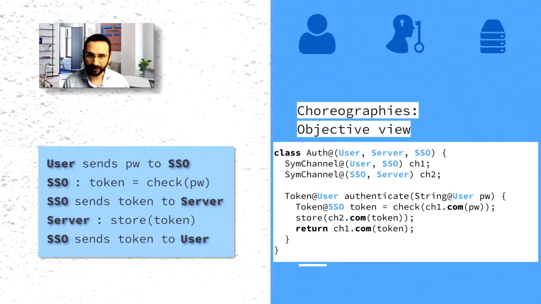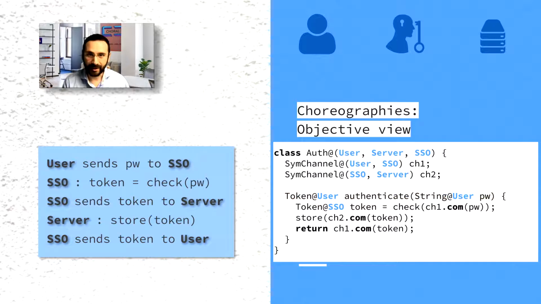Choral classes can contain fields too. Here we have the two distributed objects called CH1 and CH2, which represent symmetric communication channels shared between the user and the SSO and the server. Then we see how Choral methods encapsulate choreographic protocols. Specifically, the method authenticate contains the implementation of our protocol. From the signature of the method, we see that it accepts a string that is located at the user, and it returns back to the user a token.